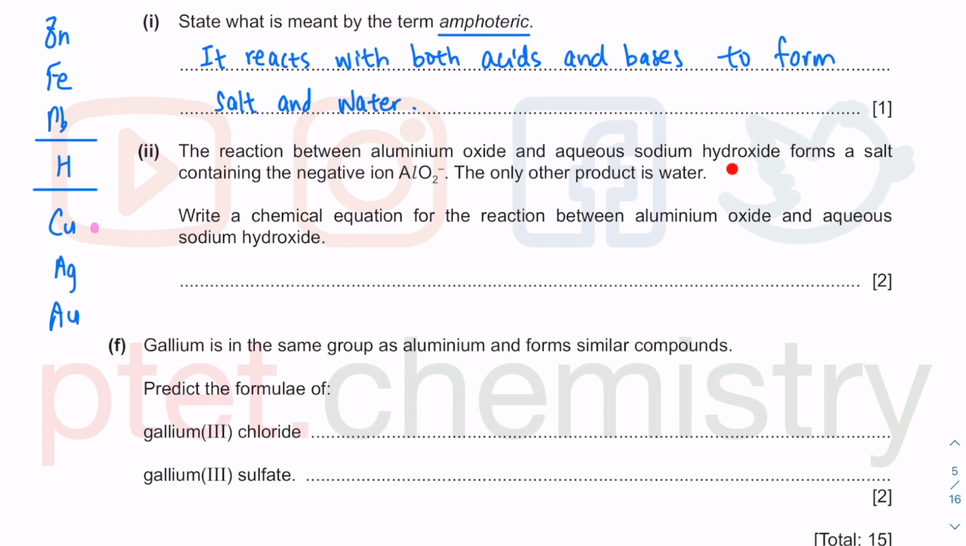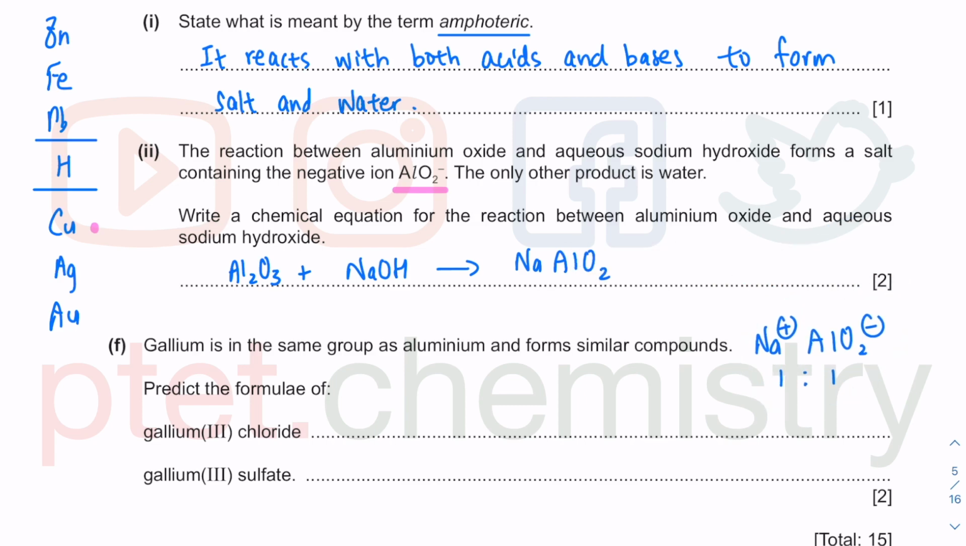Next one, aluminium oxide reacts with sodium hydroxide, giving you this negative ion. This is one of the many existences or many forms of this kind of ions. And we're going to write the chemical equation. So Al2O3 plus this NaOH, I'm going to get this AlO2 minus, and I do have Na plus. So you can see that it is 1:1, because the plus 1 cancels the minus 1 charge. So this is balanced out like this because the plus 1 cancels out the minus 1 charge. And the other product is H2O.